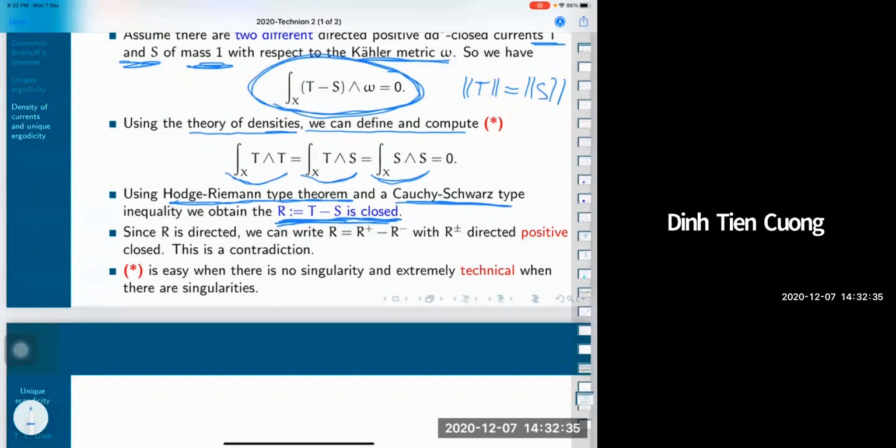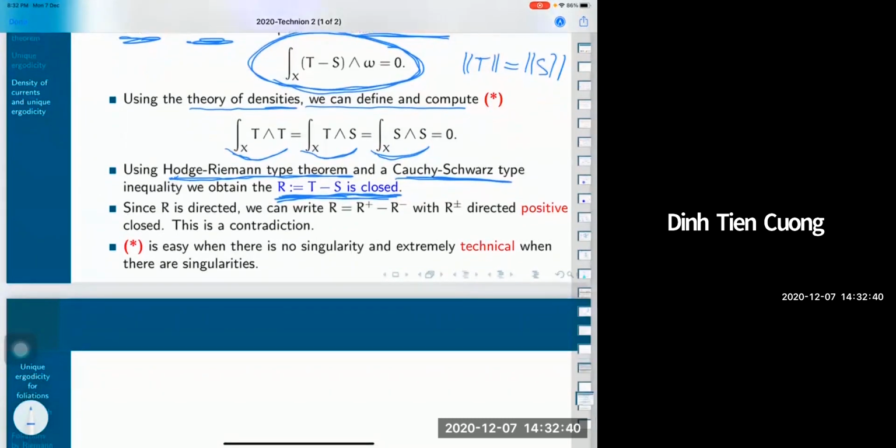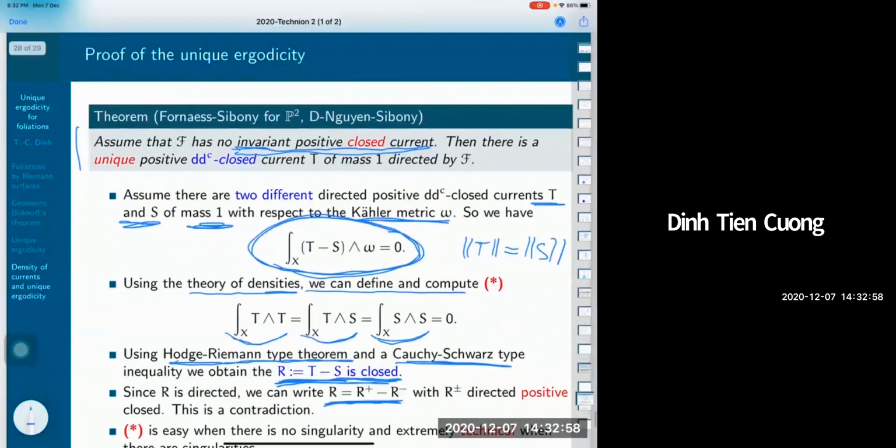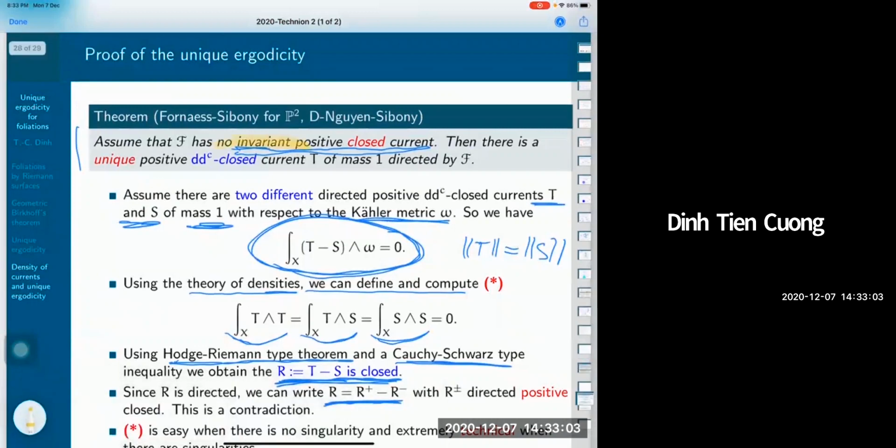But it's not necessarily positive. However, you can decompose this, because you know that the current is directed by the foliation, into a positive part and a negative part, like a measure. Then each of them is closed. And then there's a contradiction, because we assumed that there is no positive closed current.